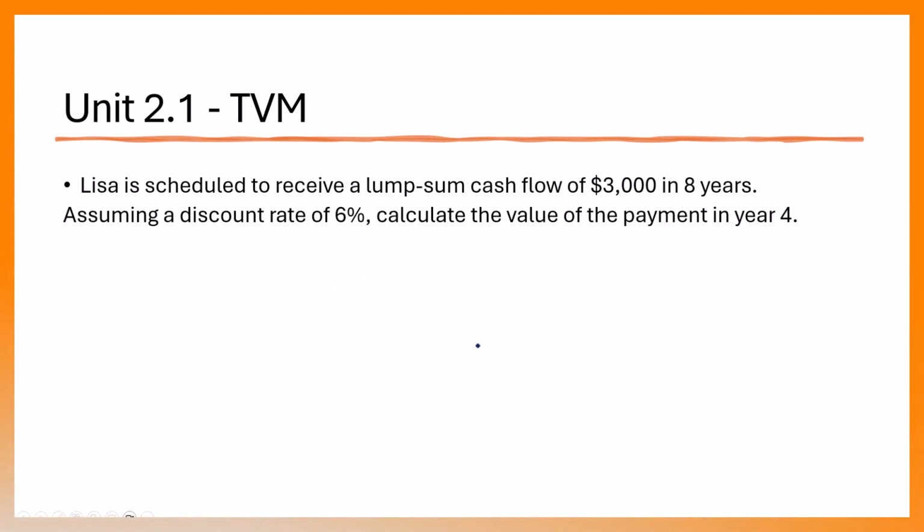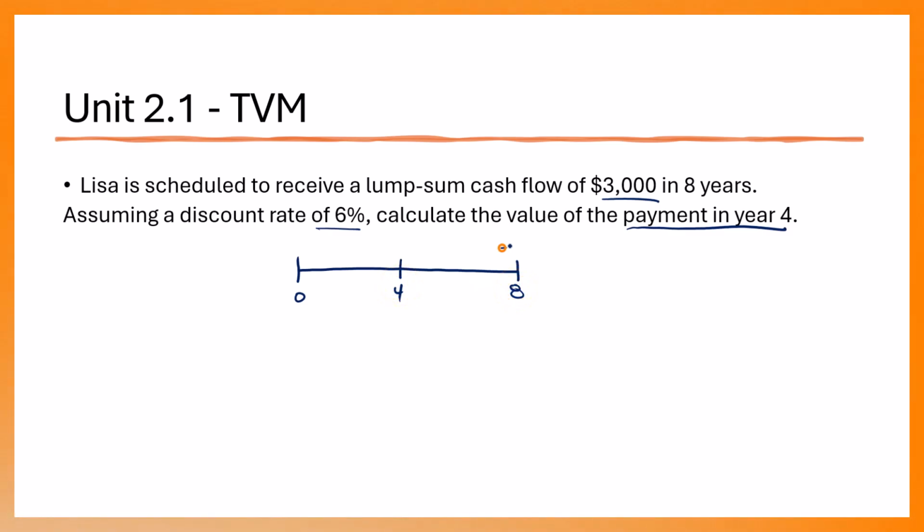Question 13. Lisa is scheduled to receive a lump sum cash flow of $3,000 in 8 years. Assuming a discount rate of 6%, what is the value of the payment in 4 years? Now this one isn't trying to be tricky, but rather than finding the present value today, they want you to find the present value halfway on the timeline.